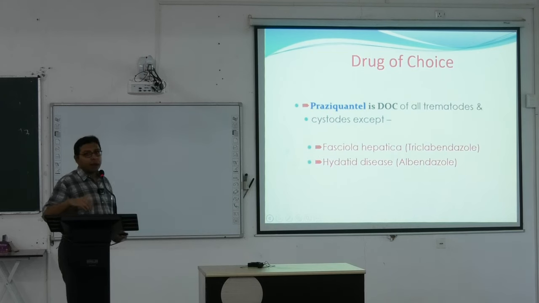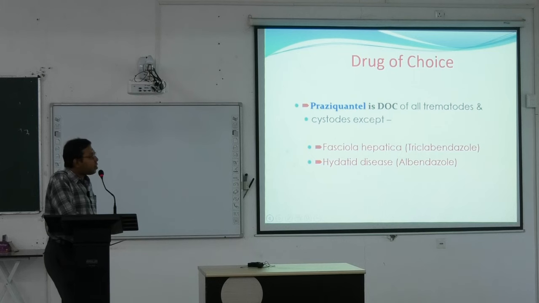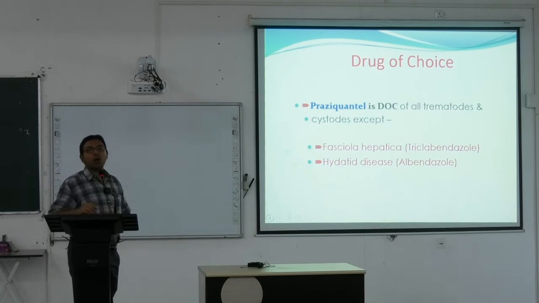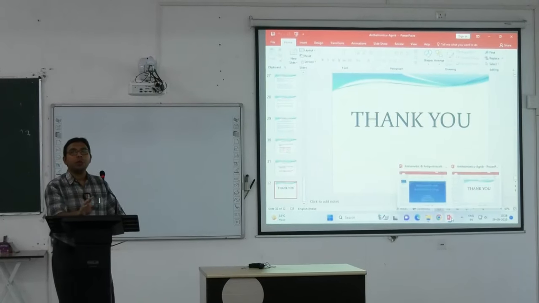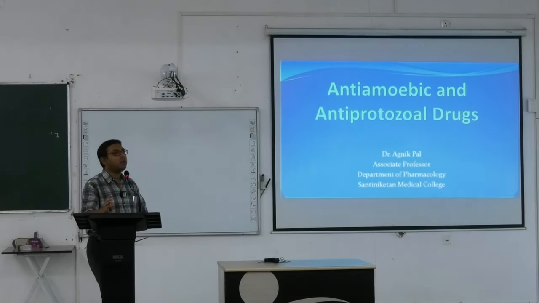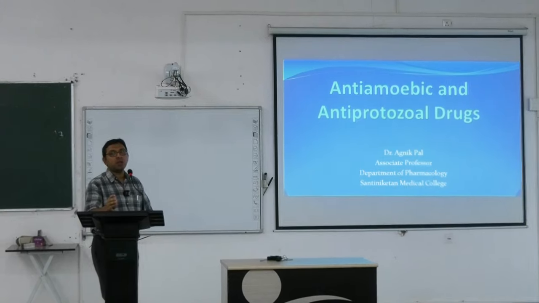So, this is important. Again, for the remembrance, you can see the praziquantel is the drug of choice of all trematodes and cestodes except the Fasciola hepatica. Already we have seen triclabendazole is another bendazole that is the drug of choice for the Fasciola hepatica, that causes the liver fluke. And albendazole again is the drug of choice for the hydatid disease. Hydatid disease is caused by the Echinococcus granulosus. So, remember, praziquantel is the drug of choice for all trematodes and cestodes except Fasciola hepatica and hydatid disease. In these anti-helminthic drugs, the most important you have to read about is the albendazole. Next the praziquantel, treatment of the neurocysticercosis and the treatment of the filariasis, that is the DEC, ivermectin.